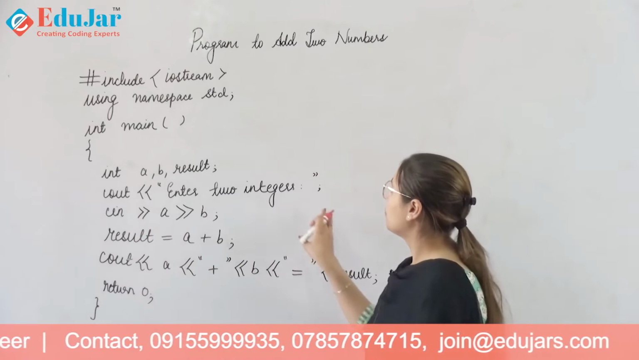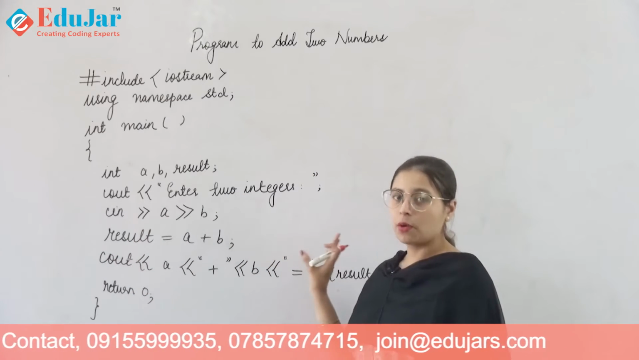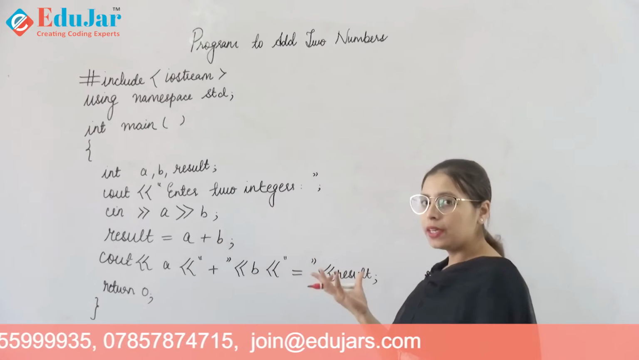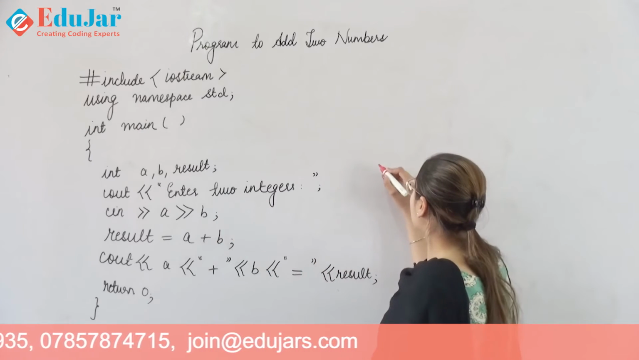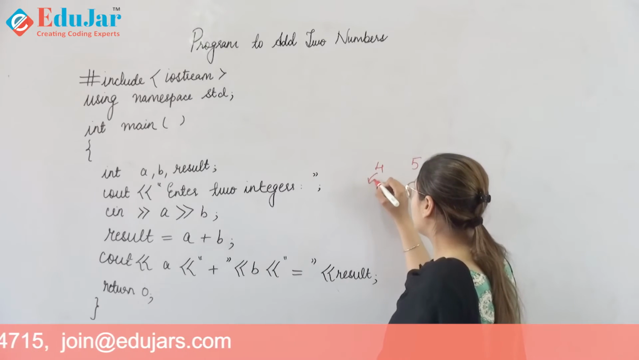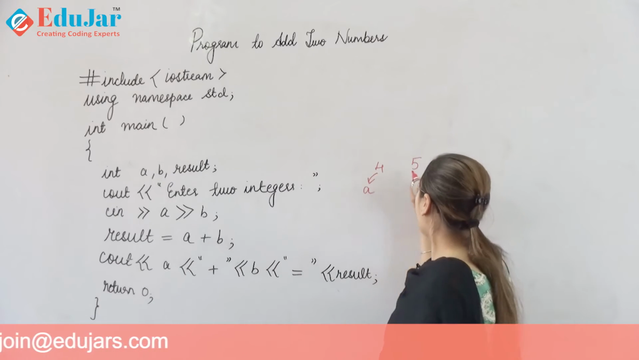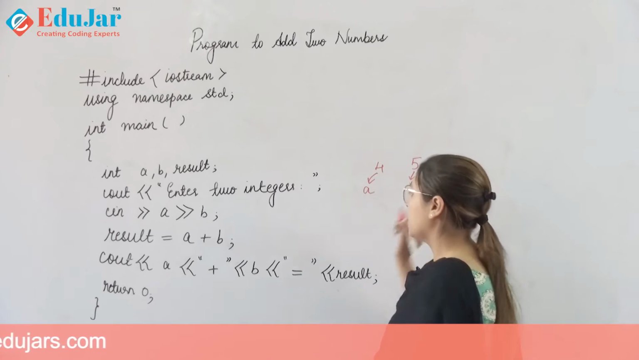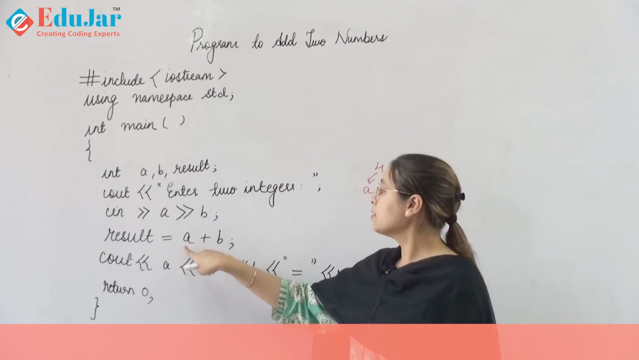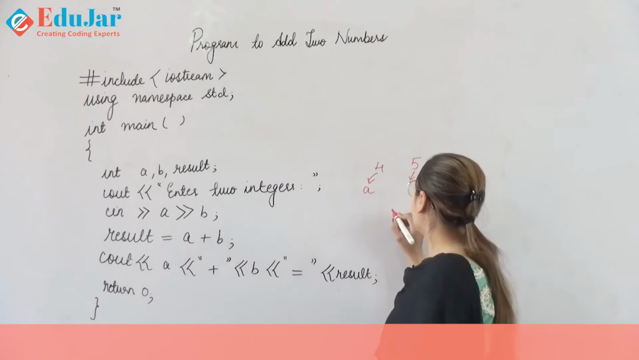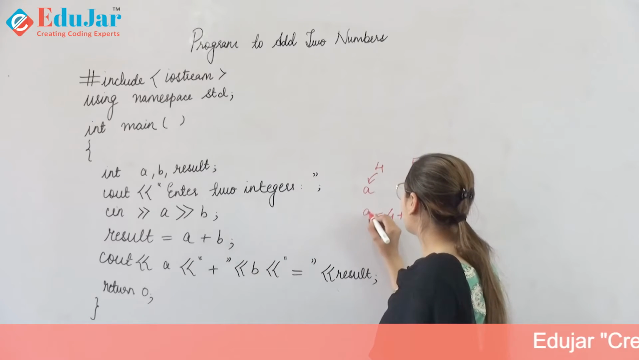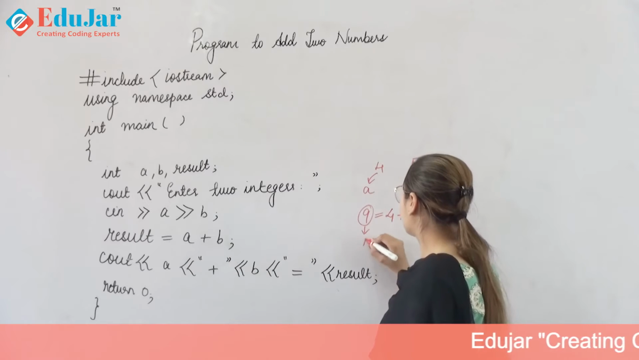Okay. So suppose the message which is displayed on the screen is "enter two integers". The user will enter two integers, two numbers. So suppose he enters 4 and 5. So 4 will be stored in a and 5 will be stored in b. Then we will perform addition of the two numbers, that is a plus b. So 4 plus 5 is equal to what? 9. This will be stored in result.